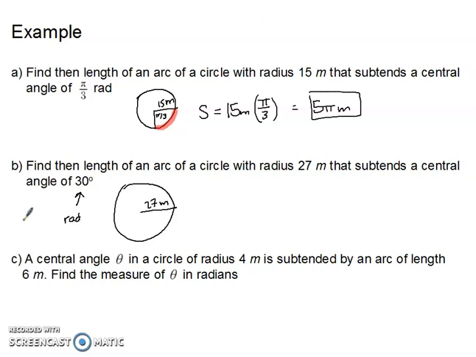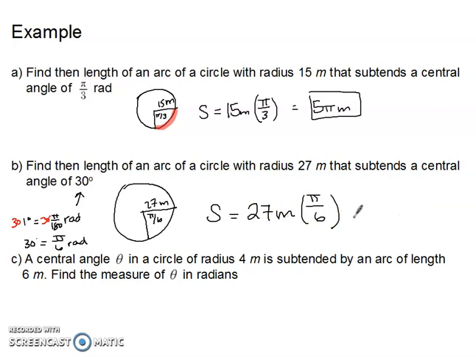So we do know that 1 degree is going to be equal to pi over 180 radians, but I've got 30 degrees, so I'm going to multiply by 30 and then simplify. So 30 degrees is equal to pi over 6 radians. So what we're actually looking at is an angle of pi over 6 radians. So S, the arc length, is going to be 27 meters multiplied by pi over 6. And when we reduce, I'm going to get 9 pi over 2 meters. So the distance along this arc that I'm highlighting red is going to be 9 pi over 2 meters.